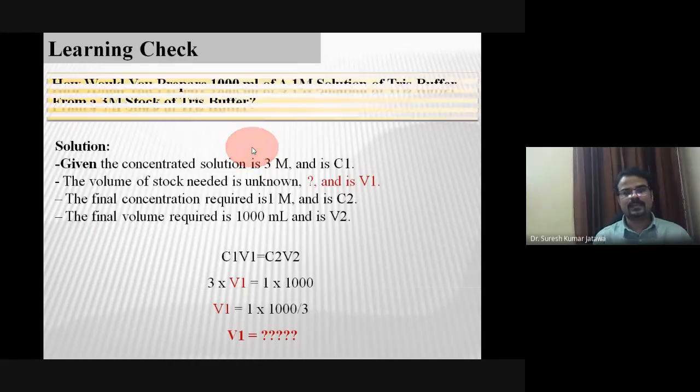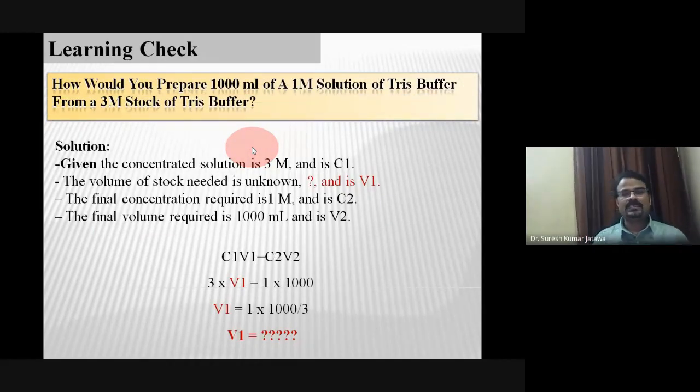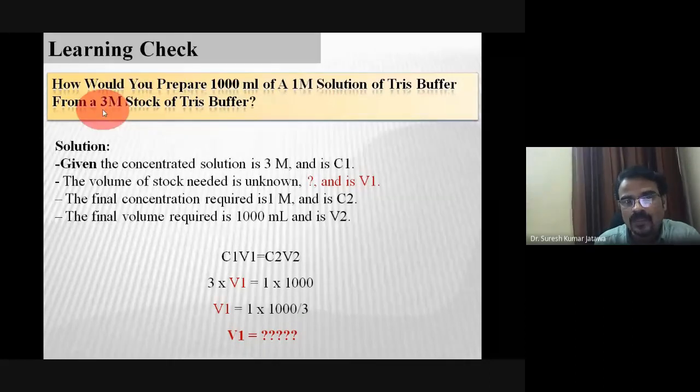So it is the learning check question. Please read it carefully. How would you prepare 1000 ml of 1 molar solution of Tris buffer from 3 molar stock of Tris buffer? Here also the same thing. What is given? Here it is given 3 molar stock. You have to prepare 1 molar from this, and how much? 1000 ml. So it is the V2 given.